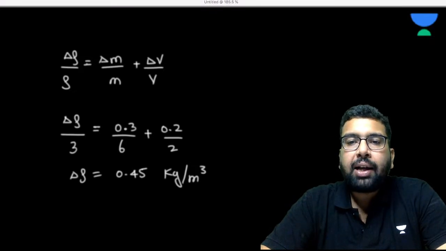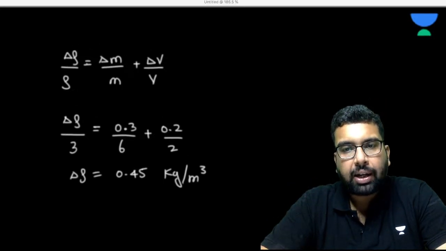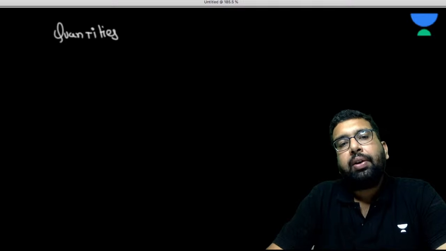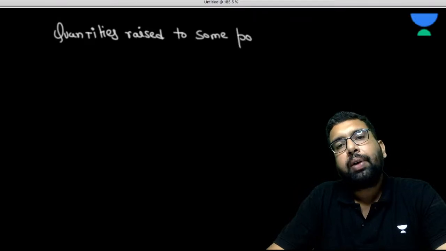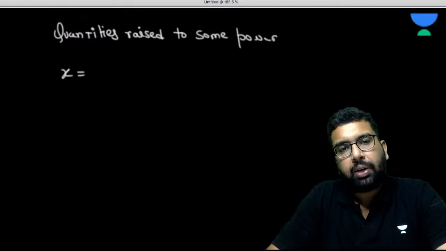So I hope, guys, that in multiplication and division, how to deal with the errors is now understood to you. Now, if the quantities are raised to some power, let's talk about it. Let's suppose we have x is equal to a to the power p, b to the power q, c to the power r.